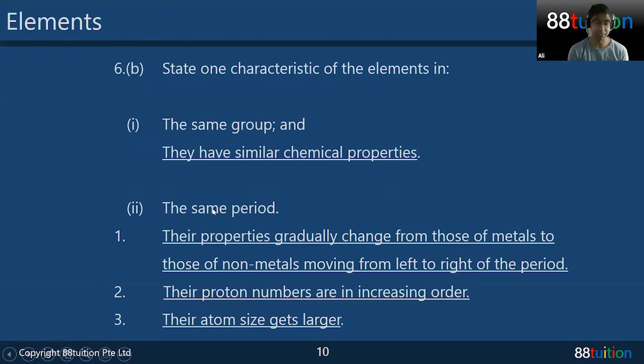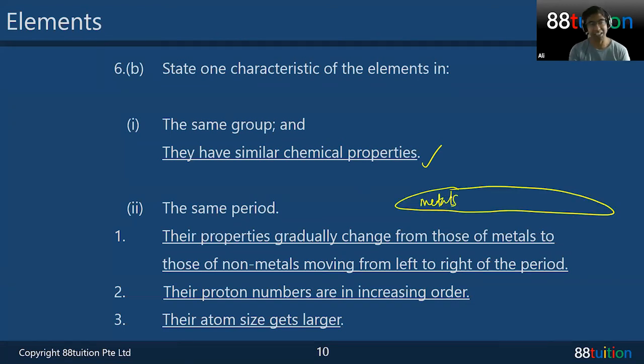State one characteristic of elements in the same group: they have similar chemical properties. State one characteristic of elements in the same period: the properties gradually change. What does that mean? It means this side is metals. You'll have properties of metal, shiny and strong, and on this side you'll have non-metals.